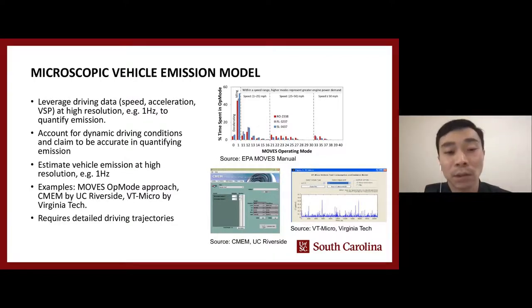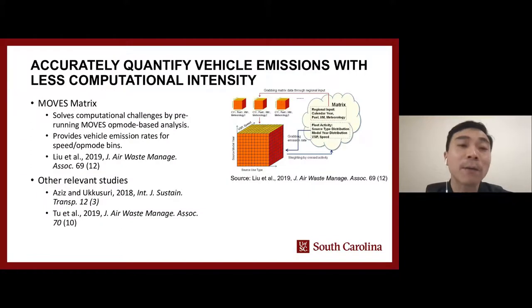There are also models developed by UC Riverside or Virginia Tech, which essentially use different methods, statistical or physics-based, to estimate the vehicle emission at every second of vehicle driving. For this type of model, we normally need detailed driving trajectories, which are second-by-second vehicle driving profiles, and these are sometimes harder, more expensive, and more resource demanding to obtain. So there are some other models trying to find a middle point between them.